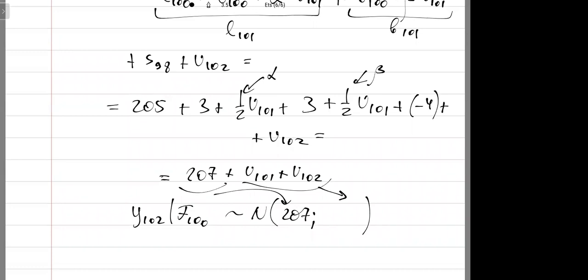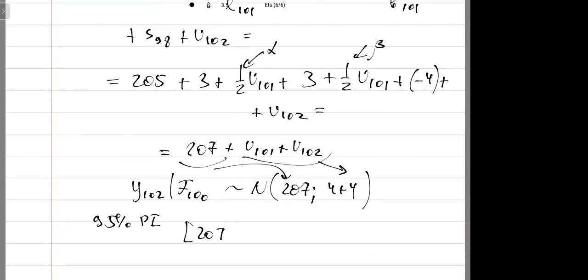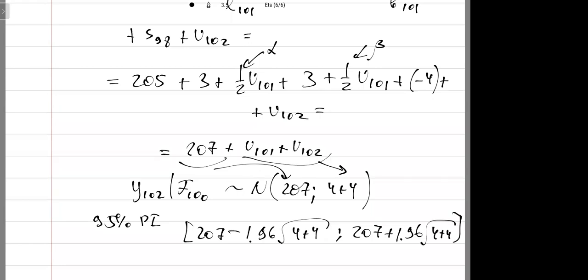The variance will be 4 plus 4. And the 95% predictive interval will be from 207 minus 1.96 times the square root of 4 plus 4, up to 207 plus 1.96 times the square root of 4 plus 4. So alpha and beta are important in that case, okay?